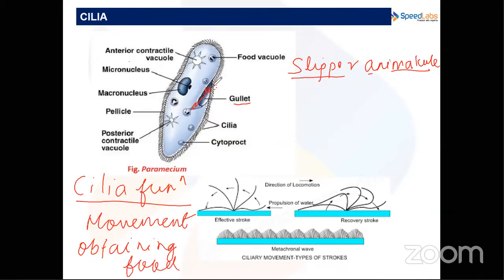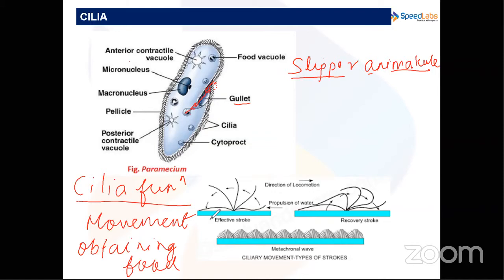So that whirlpool thing that I'm telling you, when the cilia beats in an inward direction, a whirlpool kind of a structure is created over here with the water, and in that whirlpool are caught these food particles, and these food particles then move into the body of the paramecium via the gullet. Understood?